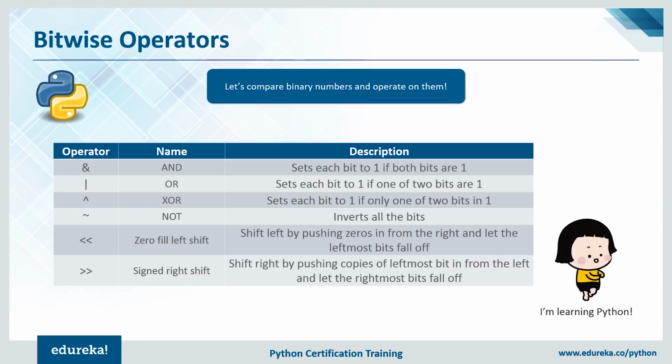NOT definitely inverts all the bits. So if it is 1, we get 0. If it is 0, we get 1. We have something called a zero fill left shift as well. So guys, consider a number. By shifting left, what we actually mean is that we'll be pushing zeros in from the right and we let the leftmost bits fall off, as the name suggests, guys.